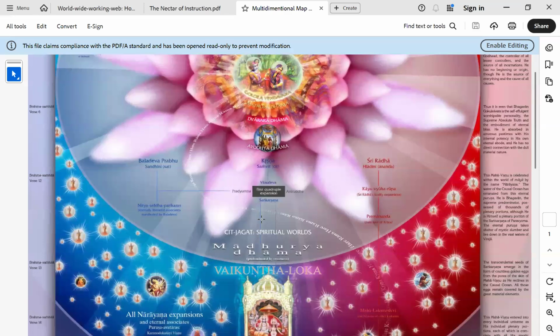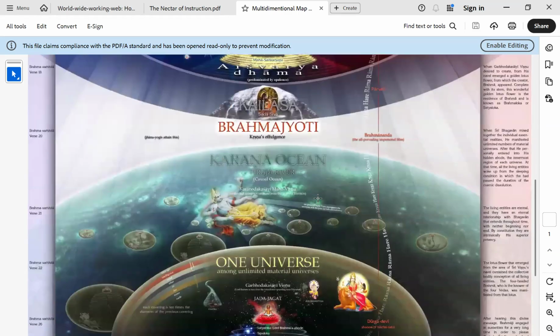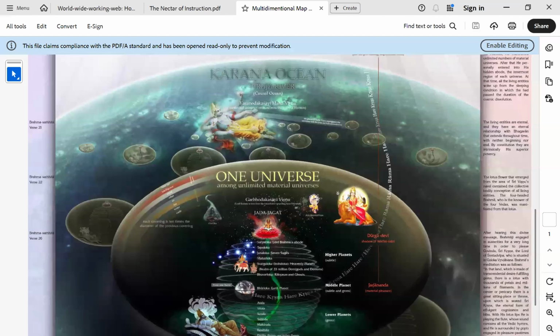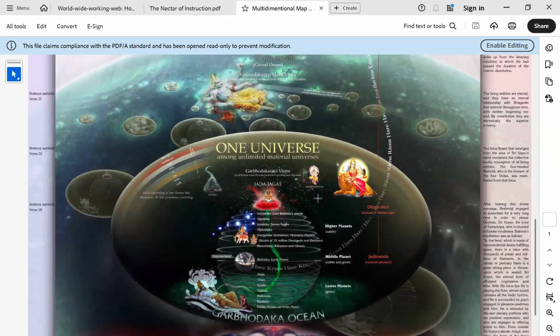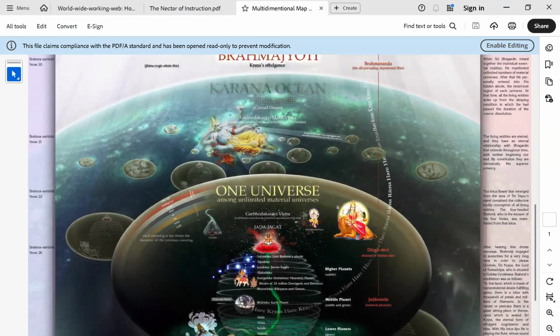So if you can scroll up on your screen, I had one more question. From the Karna ocean and the one universe, Vishnu Bhagwan is in the Garbhodaksha ocean. So yes, Karnodaksha is the Mahavishnu also, from whose spores come all the universes.